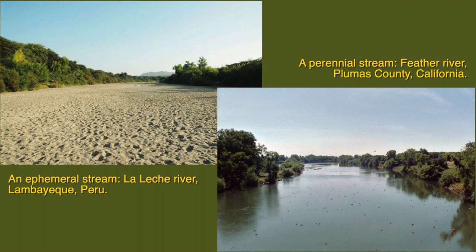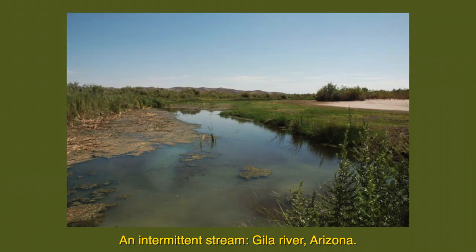Streams with characteristics in between those of ephemeral and perennial are referred to as intermittent. These streams may have base flow only during the wet or rainy season.